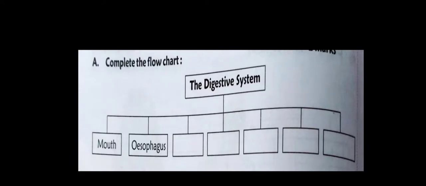Next question is to complete the flow chart. The digestive system, and two boxes are given in which mouth and esophagus are written. It means these are parts of the digestive system. So we have to write the other organs of the digestive system. So we will fill in the answer.